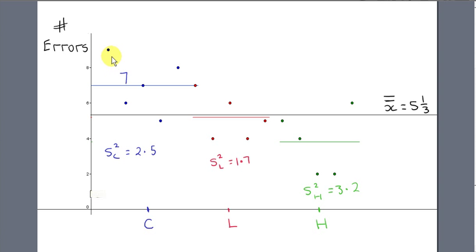Here we have a scatter plot of the number of errors committed by each subject. So in blue I'm showing the control group. The mean number of errors in that group is 7. The sample variance, as we saw, is 2.5, so that's a measure of spread of these blue dots around this horizontal blue line. We can also see the low dose and high dose groups. Included is the grand mean, which is 5 1/3.